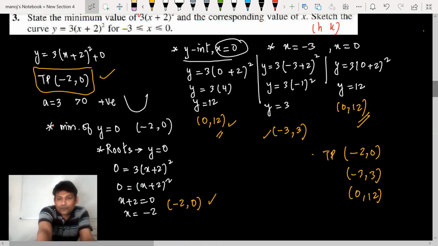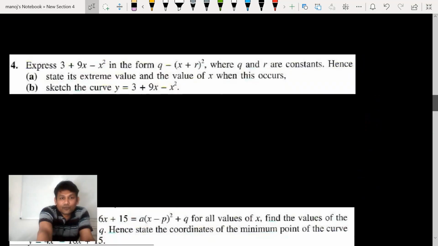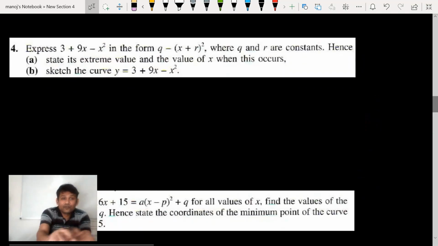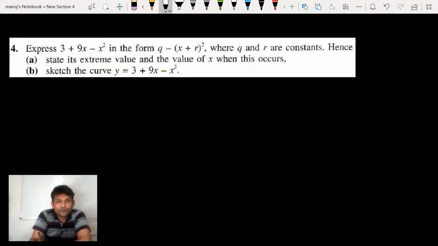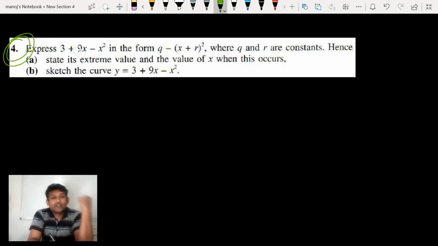Question number 3 is done. Moving to question number 4. We have a number of questions on this exercise 4.1. Okay, express this in the form of this. This is a good example, a good question, because I wanted to discuss with you when this equation is given and you want to draw a sketch, even extreme value, maximum value.